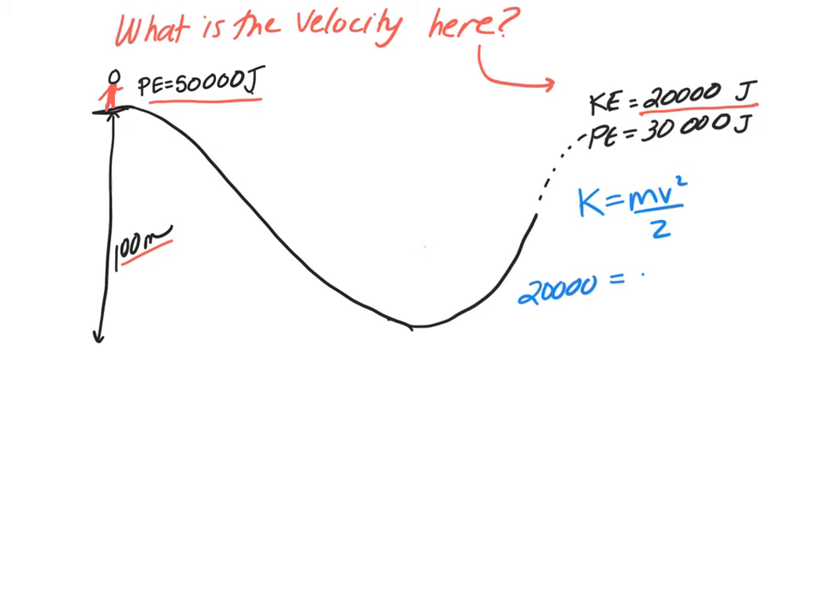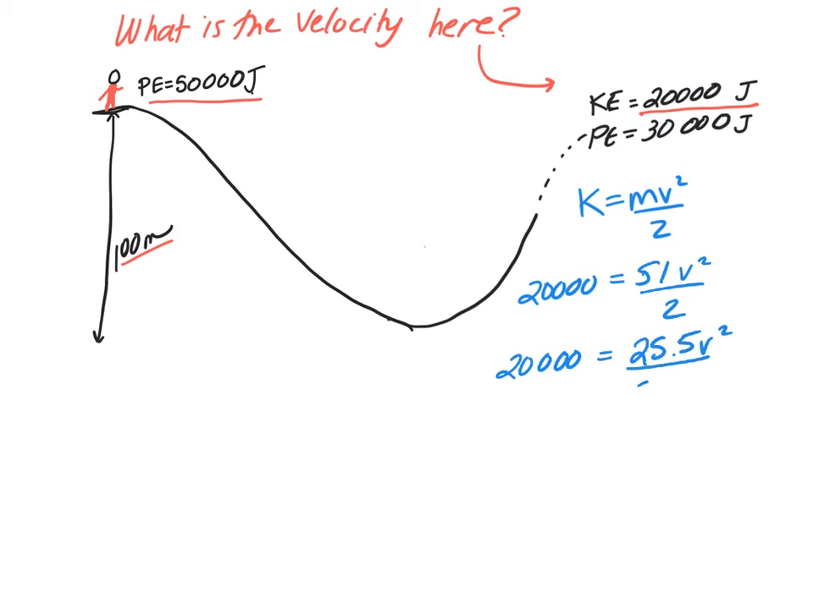Oh wait, we already found our mass. It was 51 kilograms. It's from the previous question. We're solving for the velocity. So 51 divided by 2 is 25.5 v squared equals 20,000.